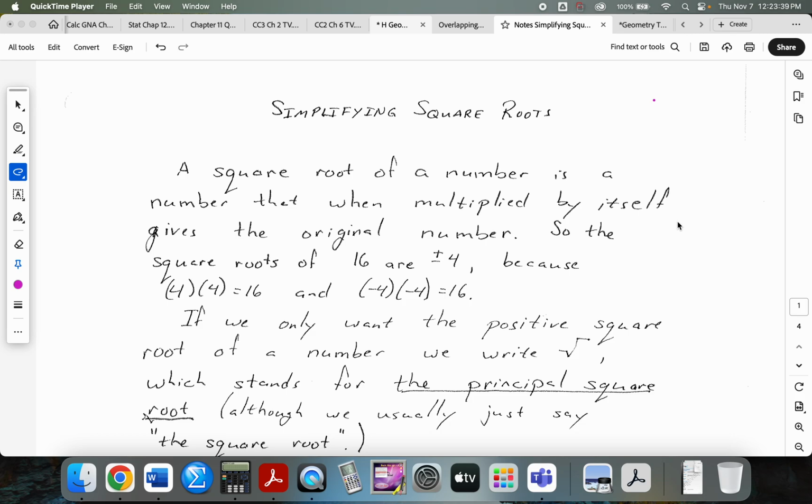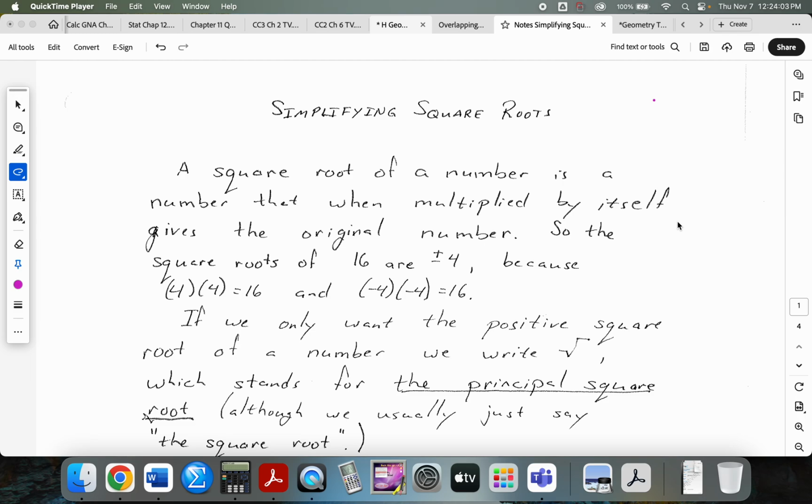This should be just a review of some stuff, for the most part, about square roots. A square root of a number is a number that when multiplied by itself gives you the original number. That's the definition of a square root. So the square roots, plural, of 16 are plus and minus 4, because in both cases 4 times 4 is 16 and negative 4 times negative 4 is 16.